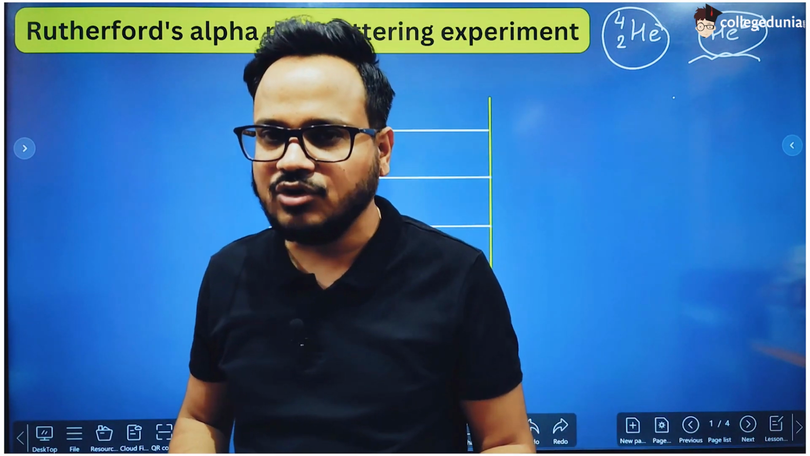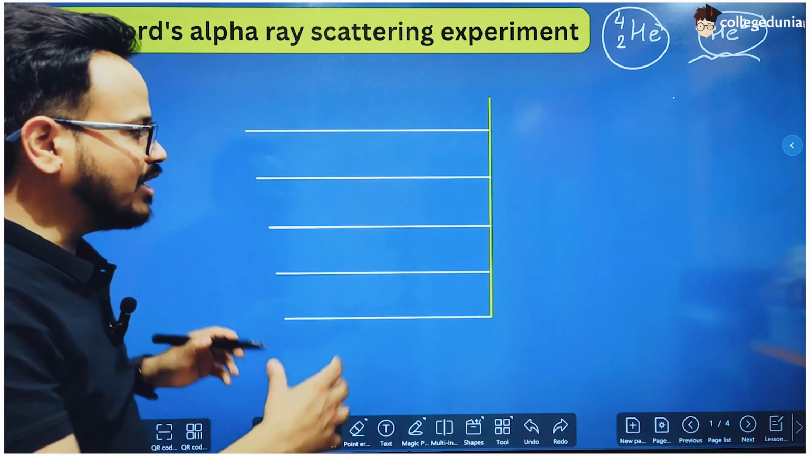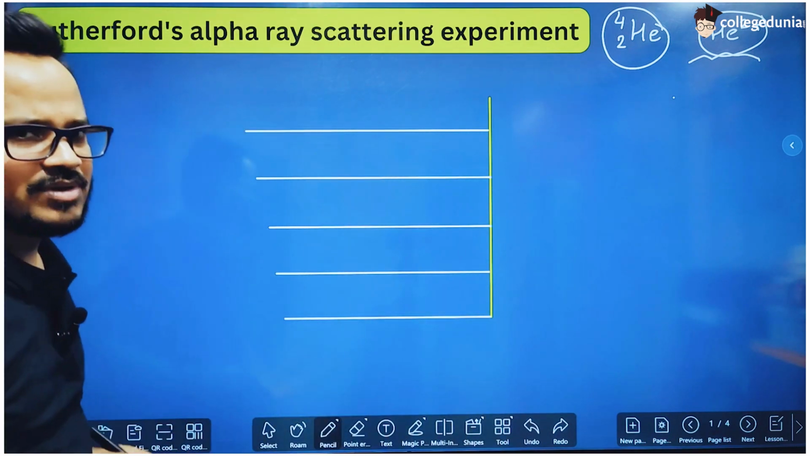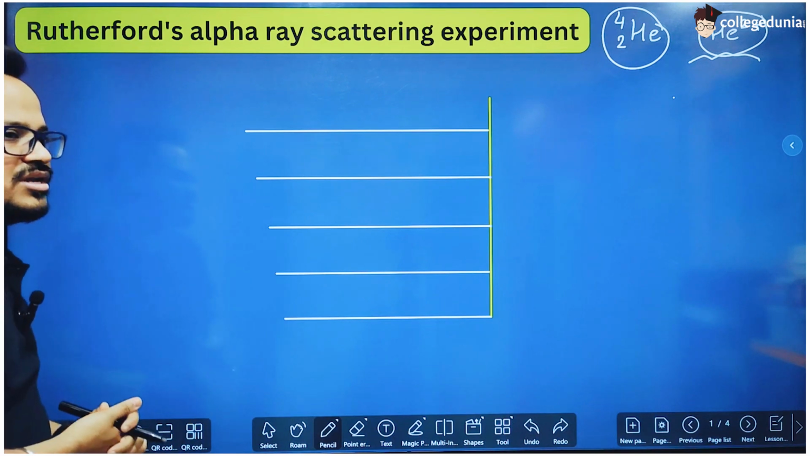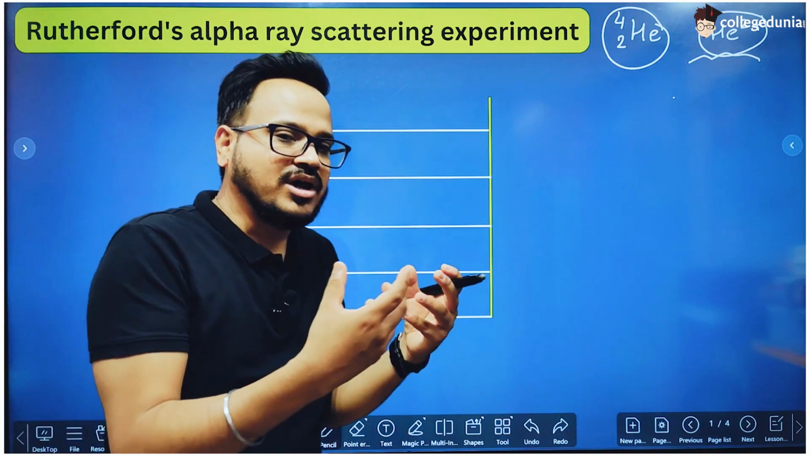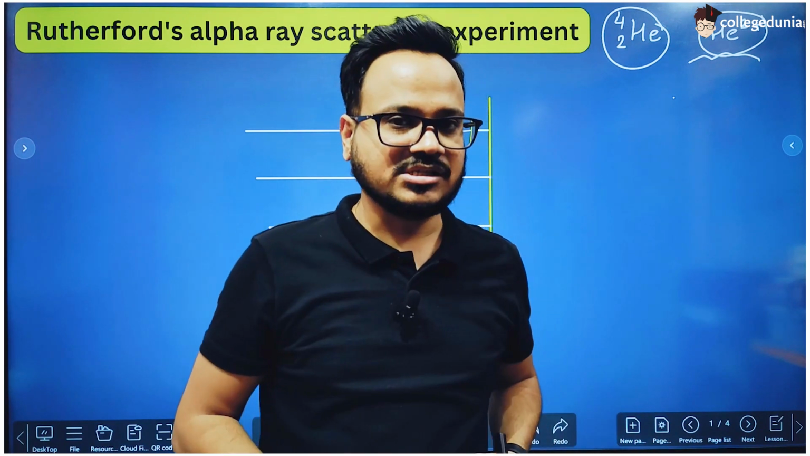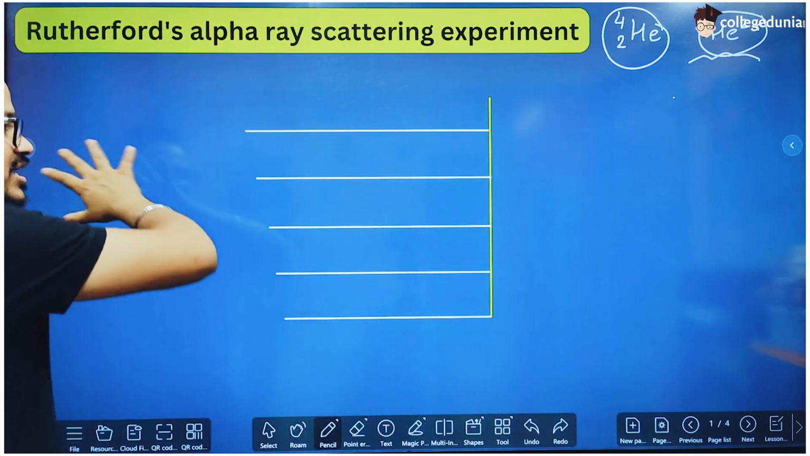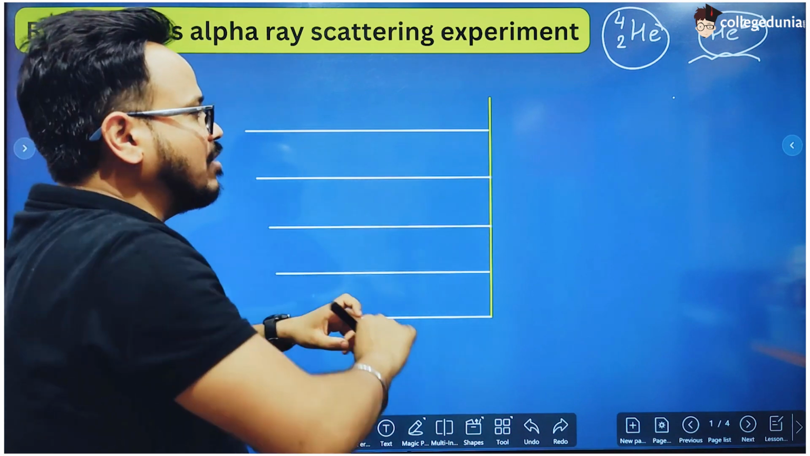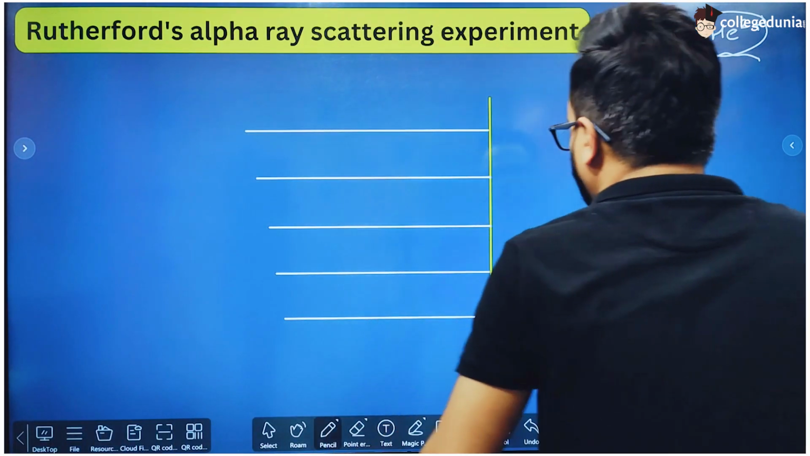So he took a radioactive element, because the term nucleus was given by Rutherford, so at that time it was a radioactive element. He took a radioactive element which was continuously emitting alpha particles, and he used those alpha particles as a beam and bombarded that beam on the gold foil.